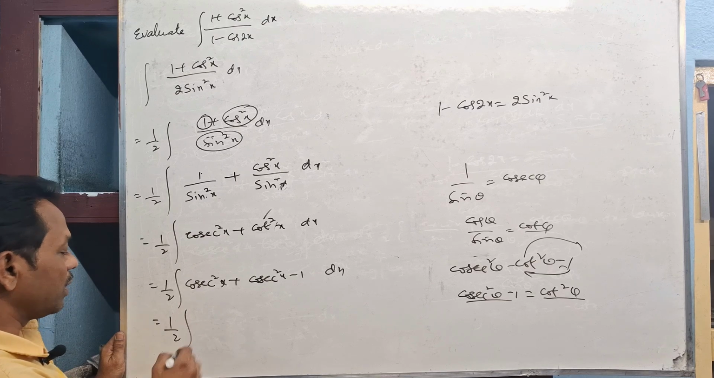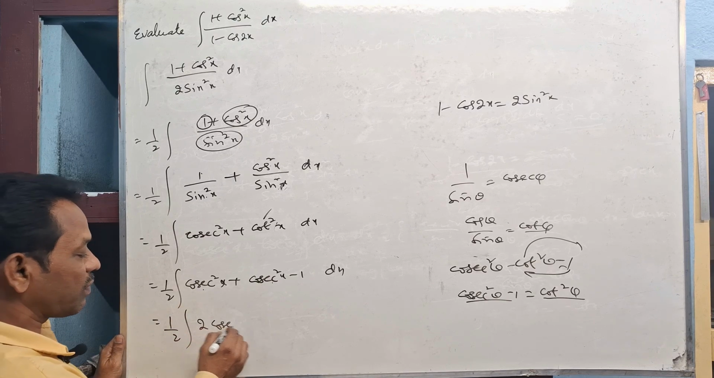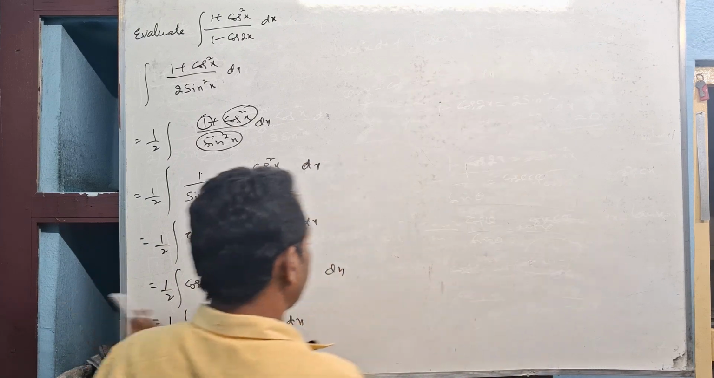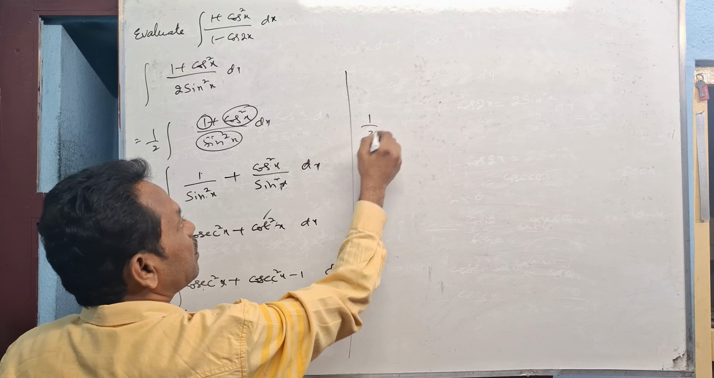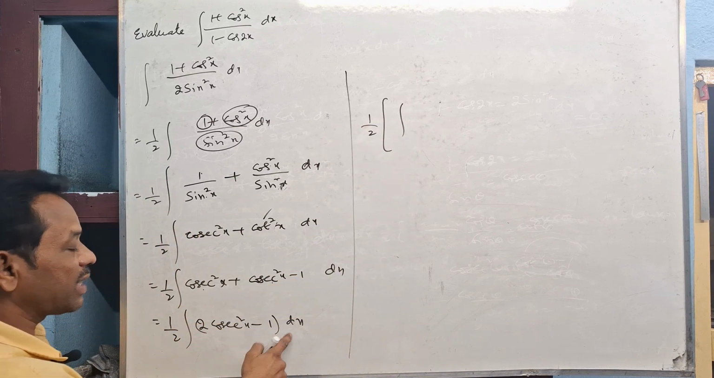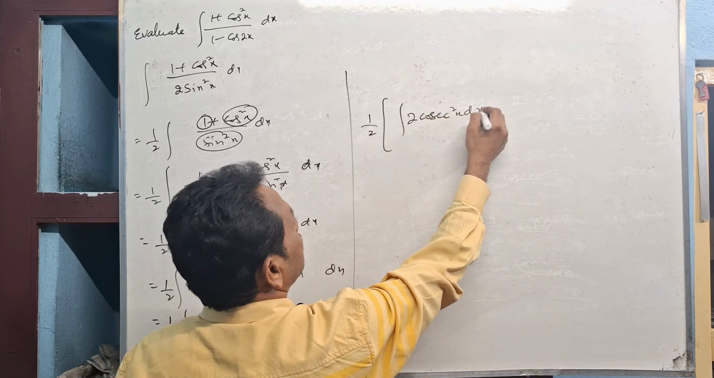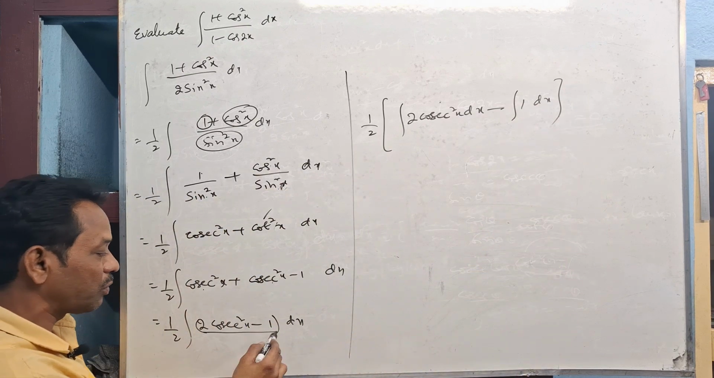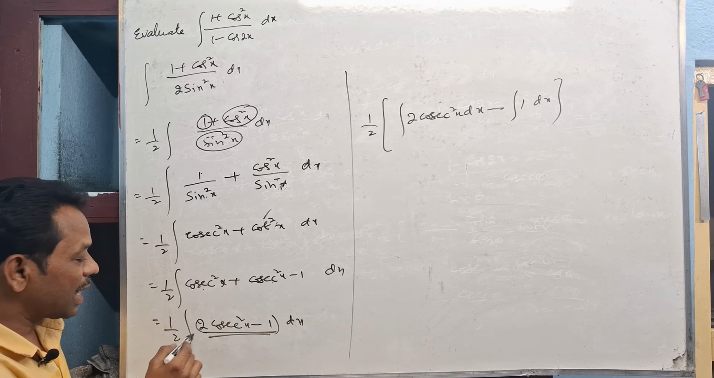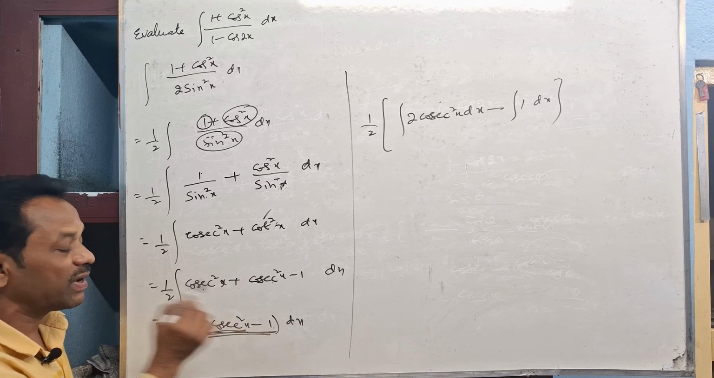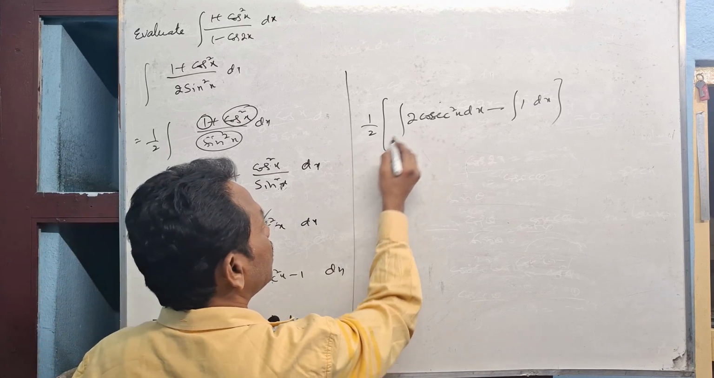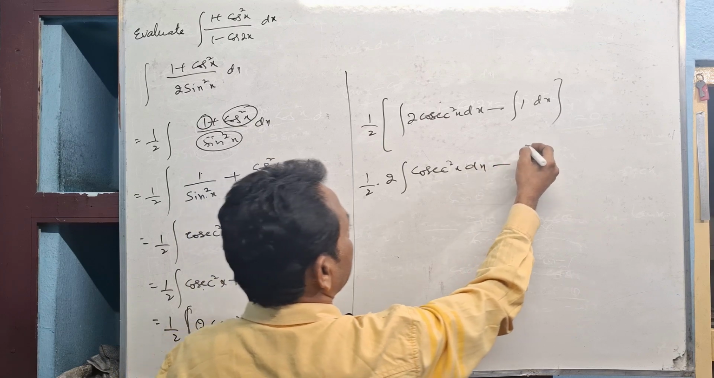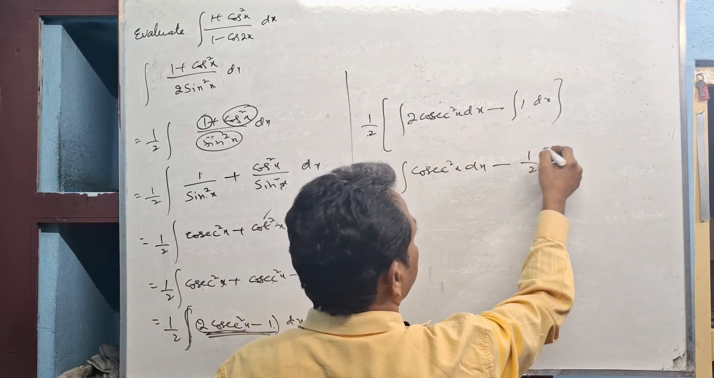Okay now, so 1 by 2 into integration of cosec square x plus cosec square x is 2 cosec square x minus 1 dx. Okay, right. So you can split this as 1 by 2 into integration of first 2 cosec square x dx minus again 1 dx. So what I'm doing, I'm splitting this into two integrations. So first I'll apply integration for this part, then next again apply the integration for second part. So we'll get here, so 2 comes out, so 1 by 2 into 2 integration of cosec square x dx minus, again this is counted for this also, 1 by 2 integration of 1 dx.